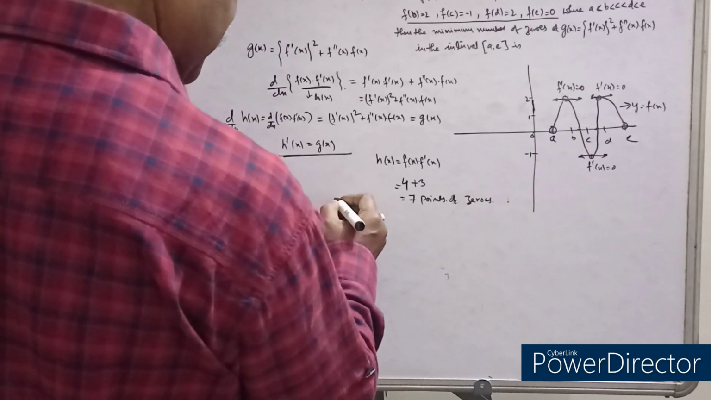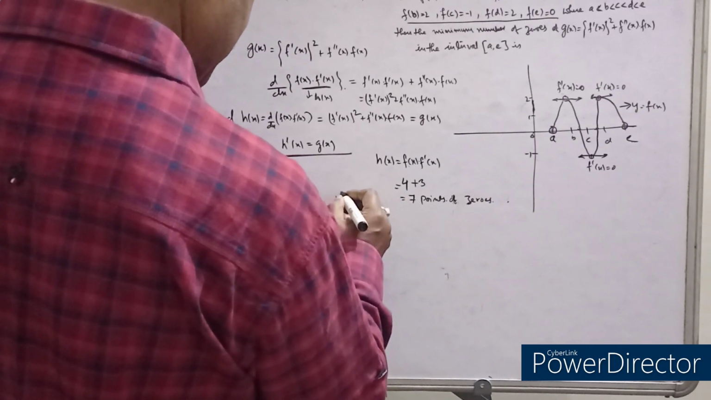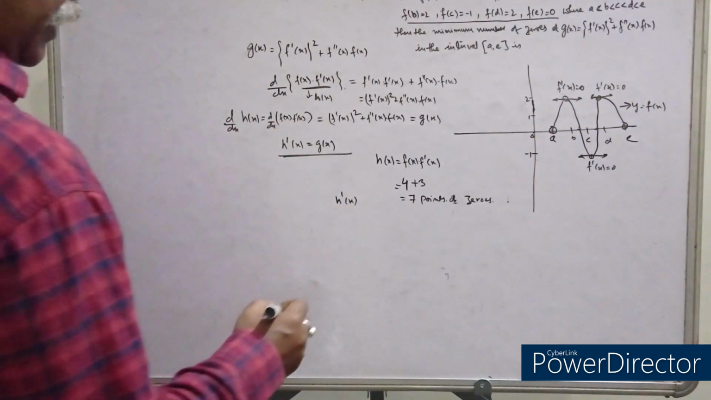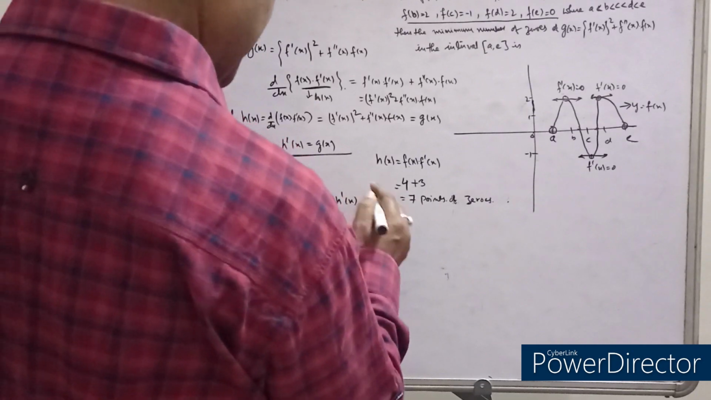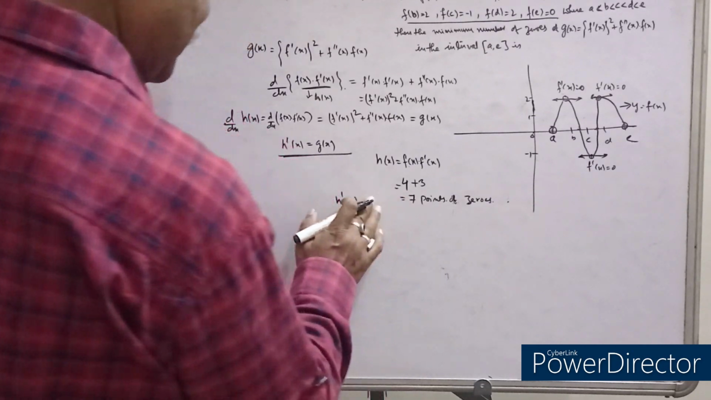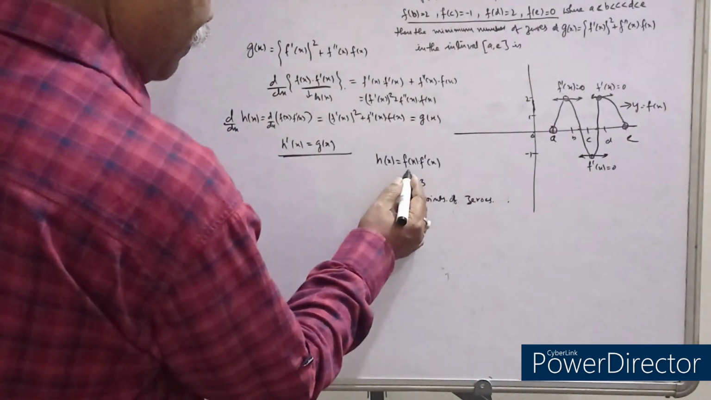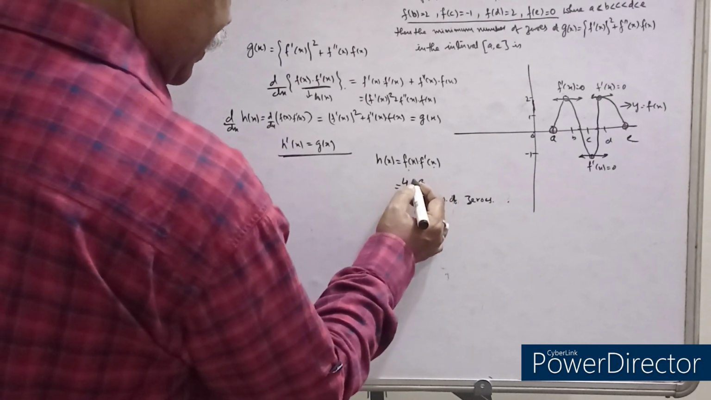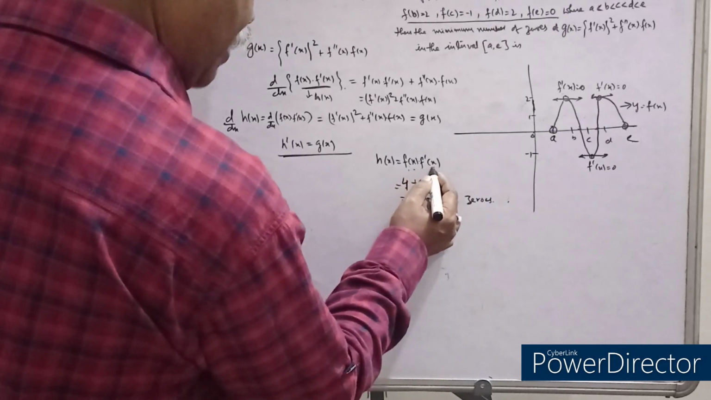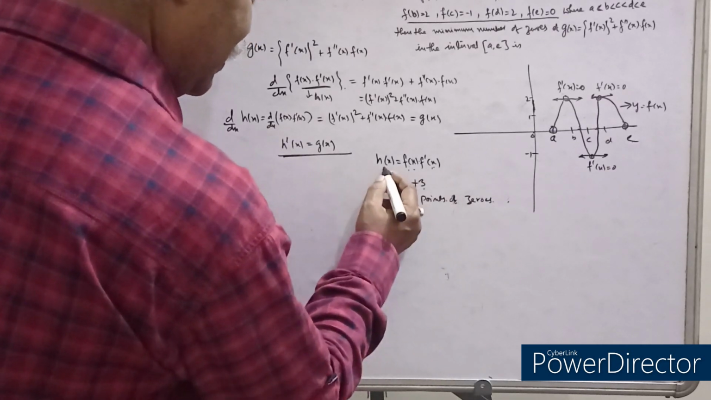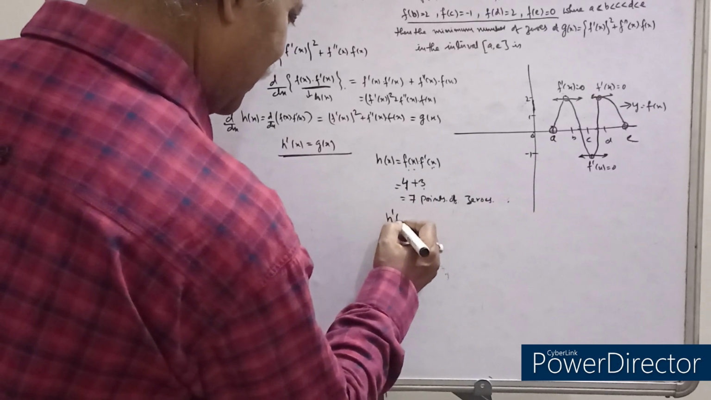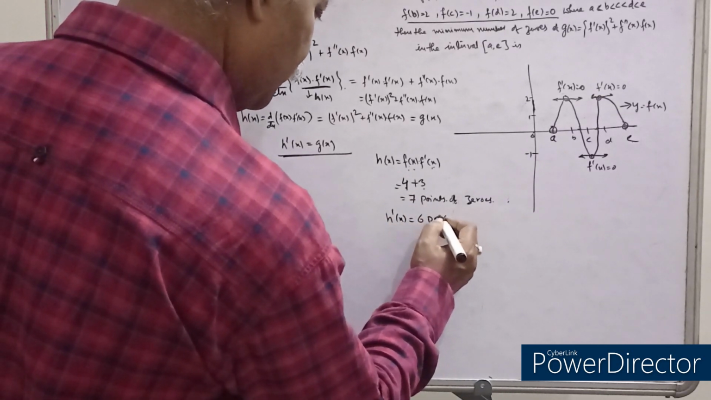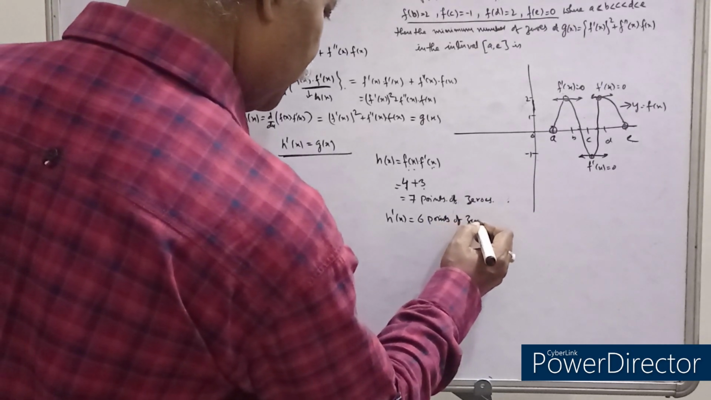So here, if h dash x, that means the number of zeros of h(x) and h dash x. See one thing: if f(x) has 4 zeros, then f dash x has 3. So if h(x) has 7, then h dash x will have how much? 6 points of zeros.